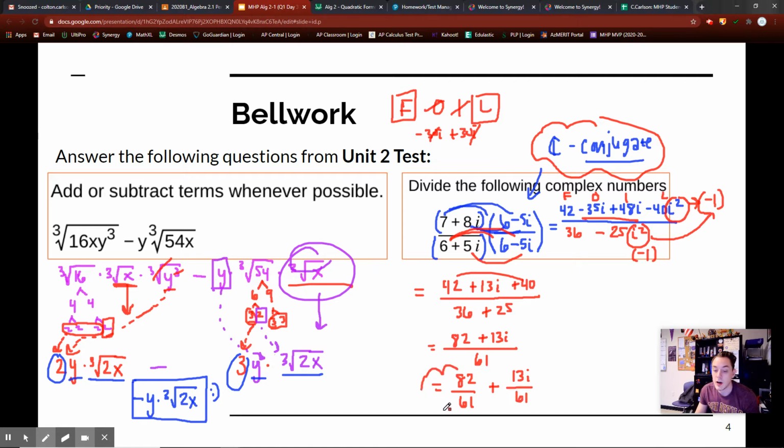Okay, I can break this apart, and the reason why I want to break it apart is so that it follows the a plus bi form. Okay, and this is actually my final answer. That's why I'm going to box it there. So this is actually my final answer. I don't believe 61 and 82 can simplify. So, yeah.